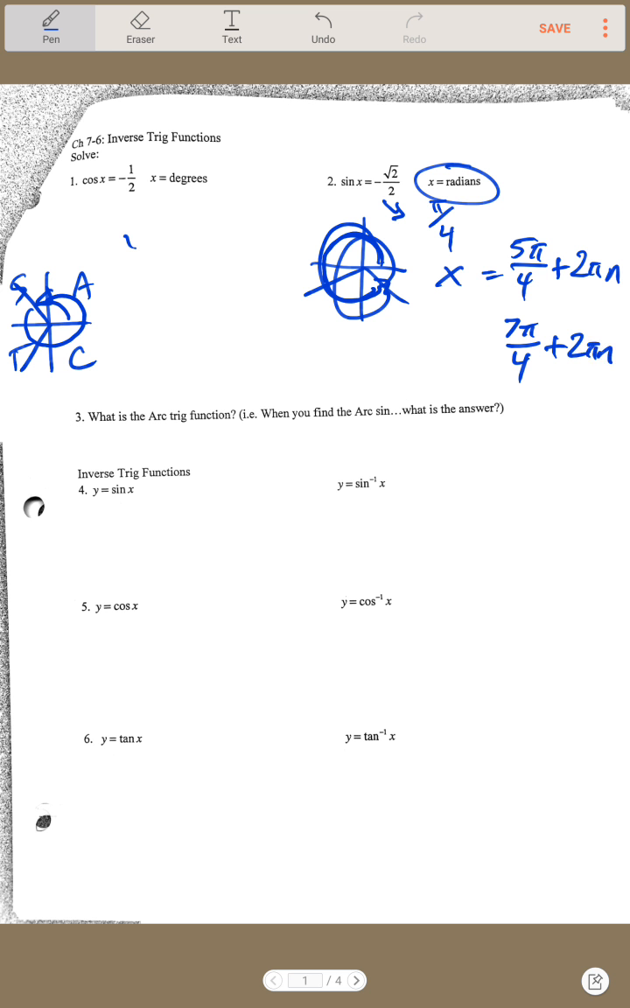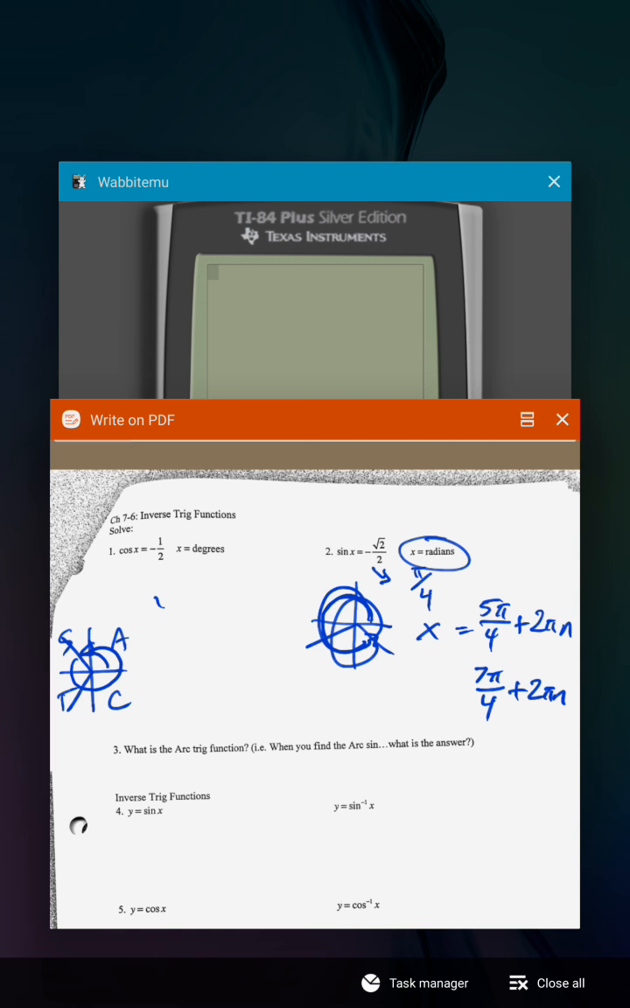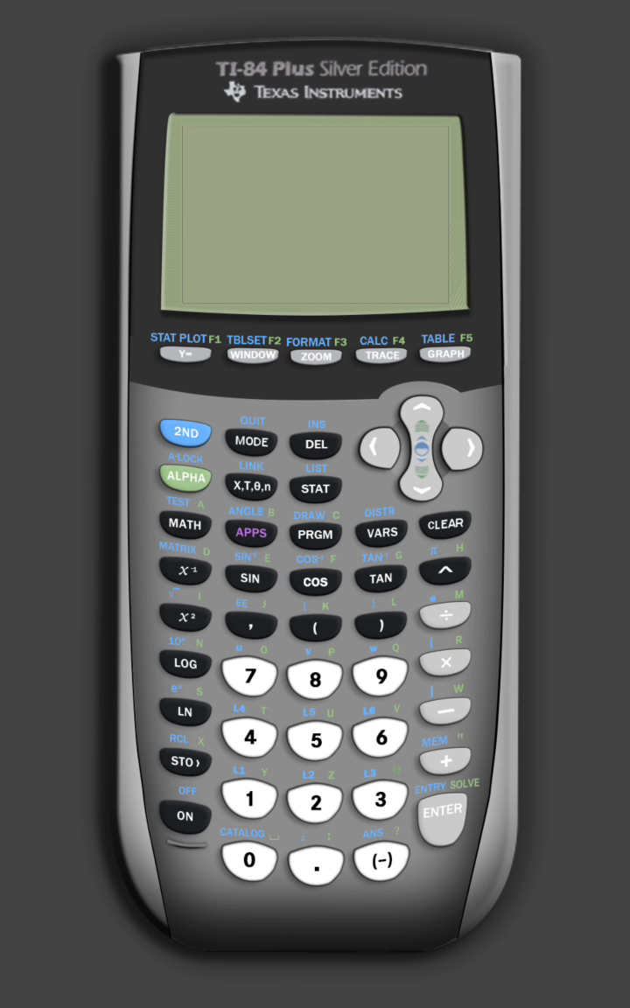If you want to check your work, we can use a calculator to see if this is actually holding up. So let's go to our calculator. And let's try our first one where we said cosine of x is negative half. So the way that we can find the angle measure is by looking at the cosine button, and above it we see cosine to the negative first power. That's our inverse trig function.